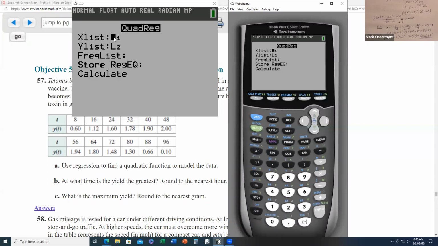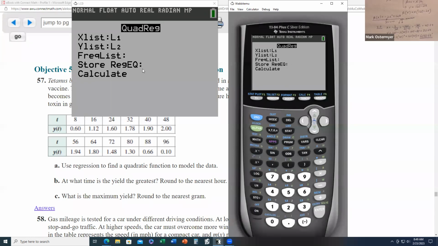Notice my X list better be list 1. My Y list contains my Y coordinate data, which is list 2. Leave your frequency list blank. Go down to store regression equation. I'm not only going to have my calculator compute the quadratic regression function that fits this data the best, but I'm also going to have the calculator store it in variable Y1 so that we can see the graph of the quadratic function overlay our scatter plot.